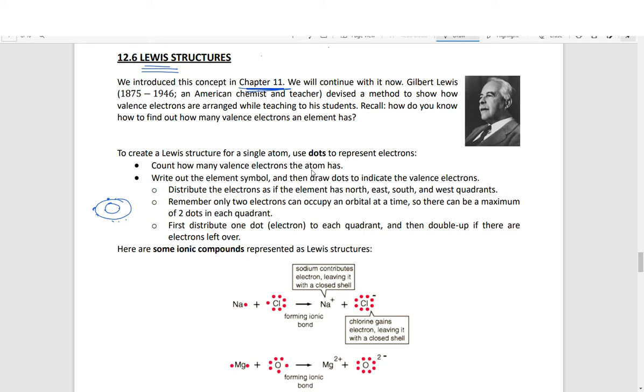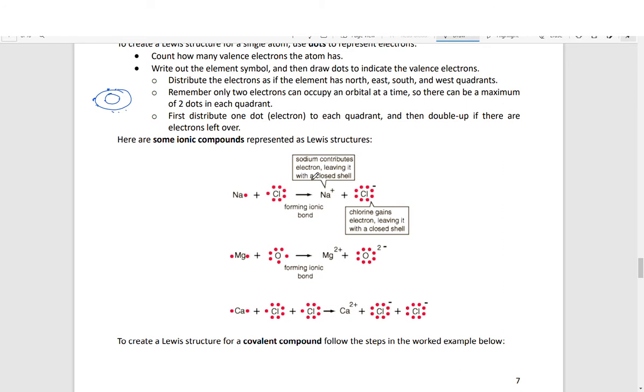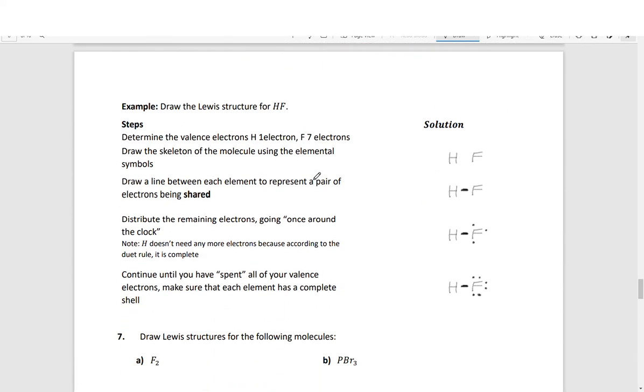So these ionic compounds we could talk about as being drawn like this. Lewis structures are actually quite useful for covalent compounds. Let's take a look at some examples of these. Here we have an example for hydrogen fluoride. That was one of those that was polar in nature.